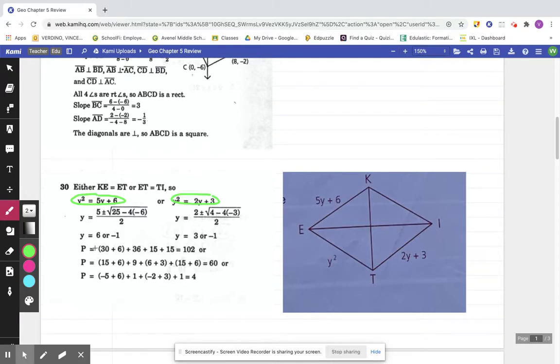All right, so depending on your perimeter here, let's see, P is equal to 30 plus 6. Oh yeah, if you plug in 6 for y and you determine the perimeter, you'll either get 102, you'll get 60, or you will eventually get 4.